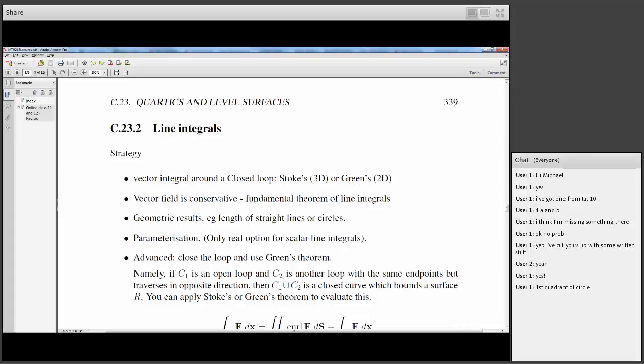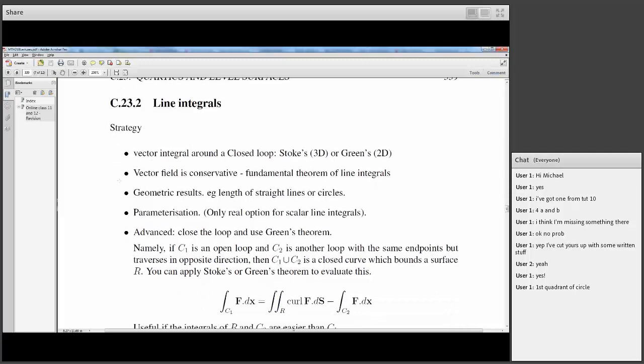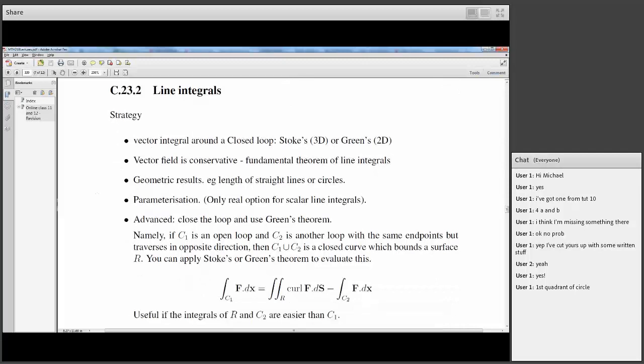So what about line integrals? This is a question that someone in particular asked. You've got lots of methods available for vector or line integrals. Which ones do you pick? Again, this is my version of the strategy. If you've got a vector line integral around a closed loop, and it's in 3D, use Stokes' theorem.